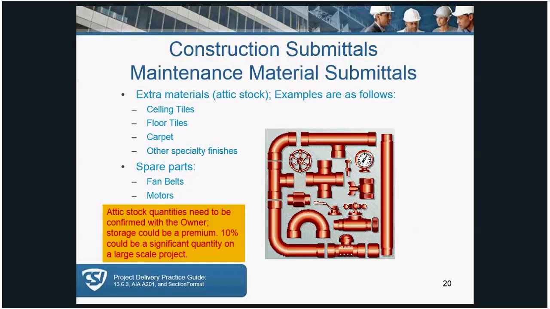Closeout submittals also include maintenance manual submittals. Those are part of the record documents. They may include attic stock and spare parts, and generally that will be spelled out in the specifications as to what those requirements are going to be. But it's important to look ahead when you're preparing specifications and make sure that you don't overload the owner with a lot of attic stock. So just be cognizant of what percentages or requirements you might spell out in your specifications.